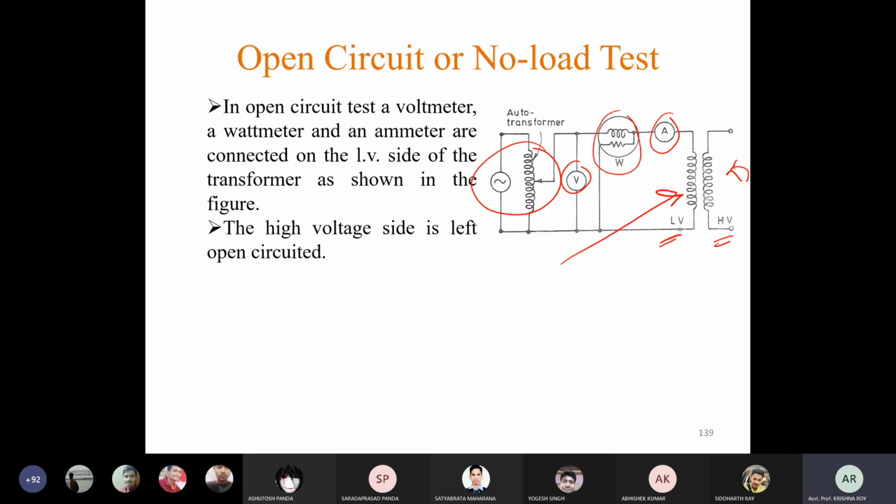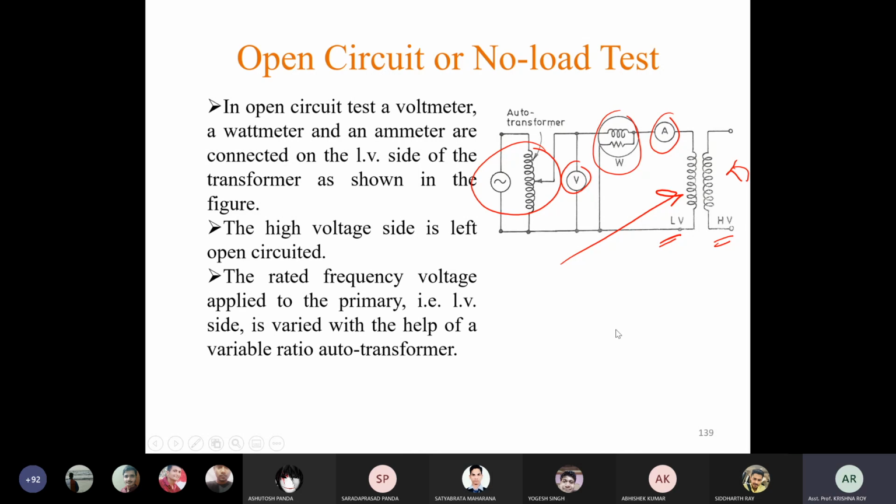So in the open circuit test, all the measuring devices, voltmeter, ammeter, wattmeter and the supply system are connected to the low voltage side and the high voltage side is kept open. Okay. And then rated frequency voltage is applied to the primary side, that means the low voltage side, by using an auto transformer.